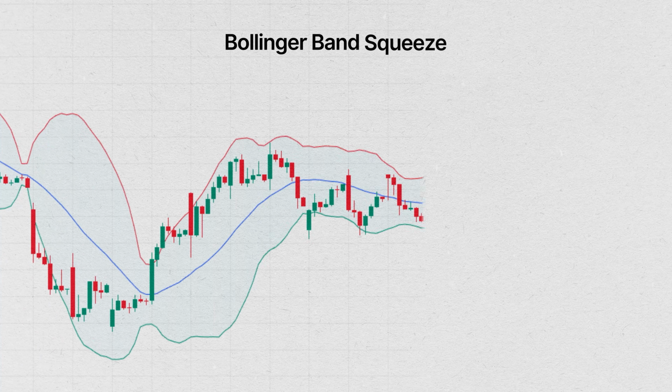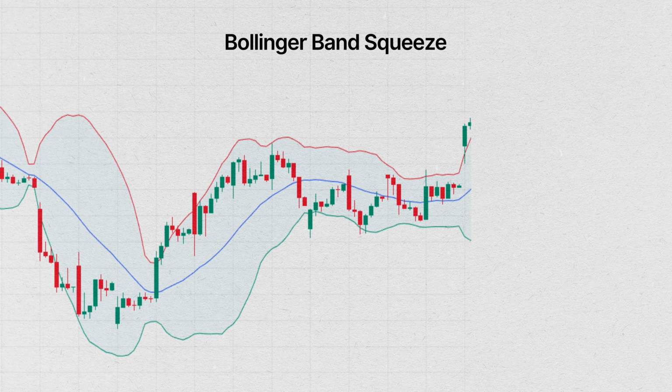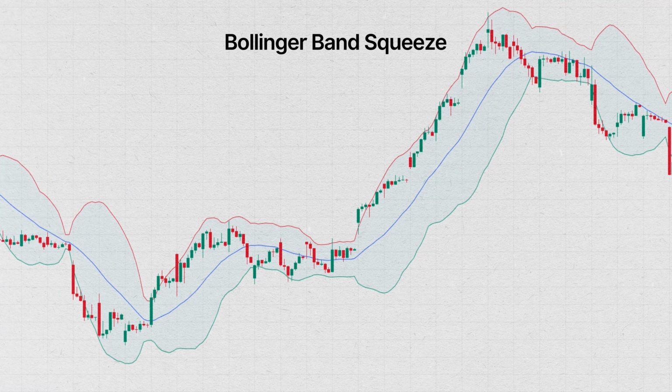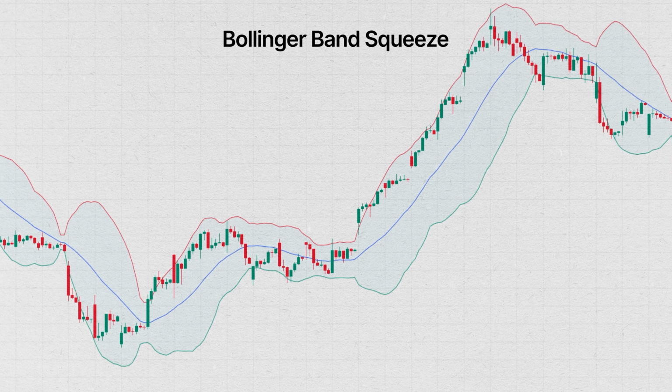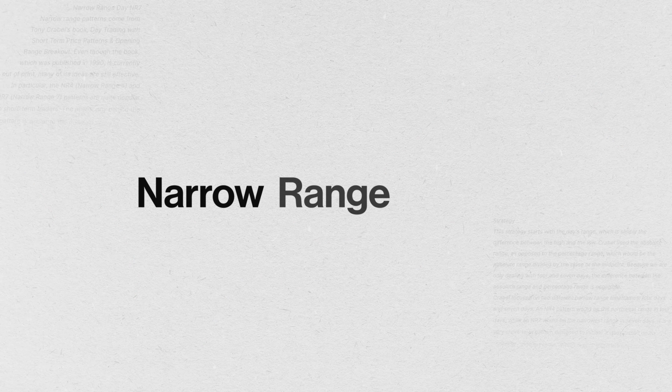For example, the Bollinger Band squeeze. When volatility reverts to an extreme low, the bands squeeze together. Traders watch this because they know a reversion towards high volatility, that is an expansion, is coming, often leading to a massive breakout. Narrow range patterns.